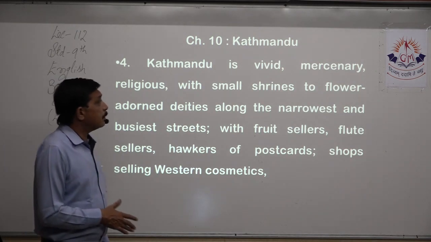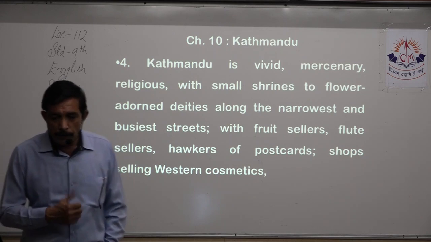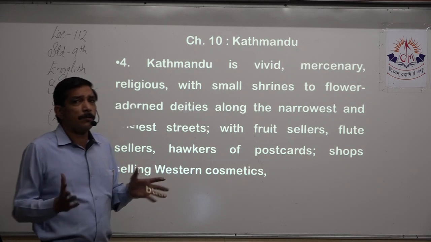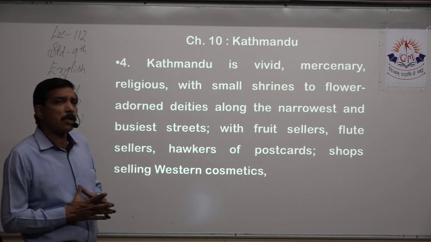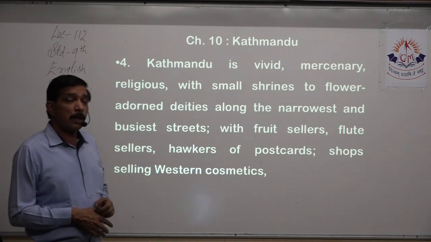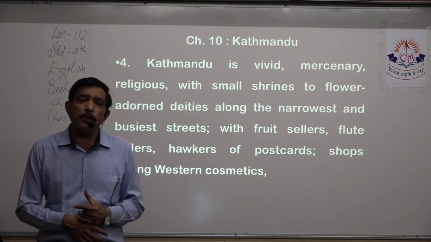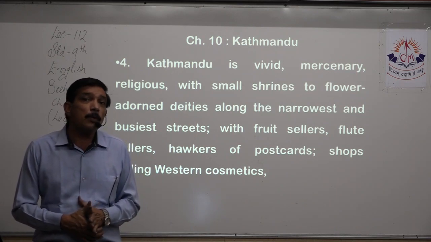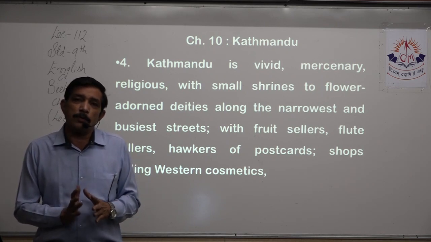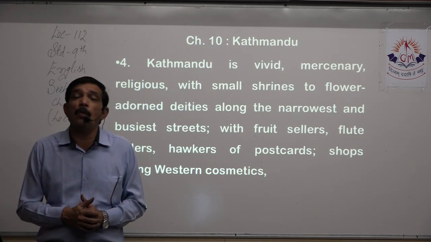Now he explains Kathmandu in the next paragraph. This is where we had reached. So Kathmandu, it's vivid. Vivid means it's quite colorful. Yes, and you'll find lots of activity bustling over there. But it is mercenary also, because Nepal is one of the poorest countries of the world, not so poor, but the people are certainly poor, and everybody over here works for money. Mercenary means one who works for money. Mercenary is usually used for terrorists who work for money.